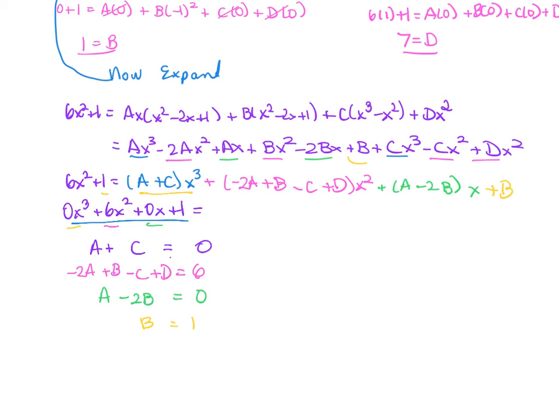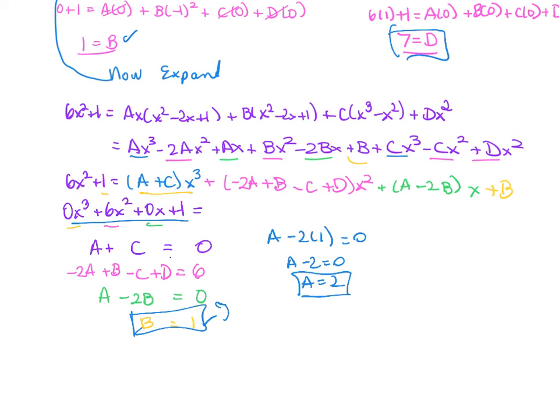We did solve for B equals 1 already, so we have that. Now we can just do back substitution. Now that B is 1, let's plug it in here: A minus 2 times 1 equals 0, so A minus 2 equals 0, and A equals 2. So we have A, we have B, and we have D. Now we need C. The easiest one to plug into is this one: 2 plus C equals 0, so C equals negative 2.